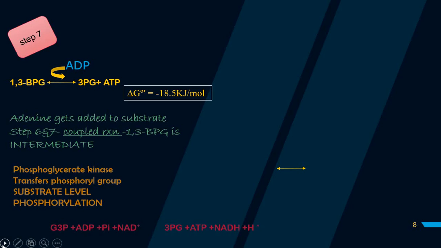The overall reaction of step 6 and step 7 is, as I have mentioned here, glyceraldehyde 3-phosphate in presence of ADP, organic phosphate and NAD plus gives 3PG, where 1,3 bisphosphoglycerate acts as an intermediate in forming 3-phosphoglycerate.